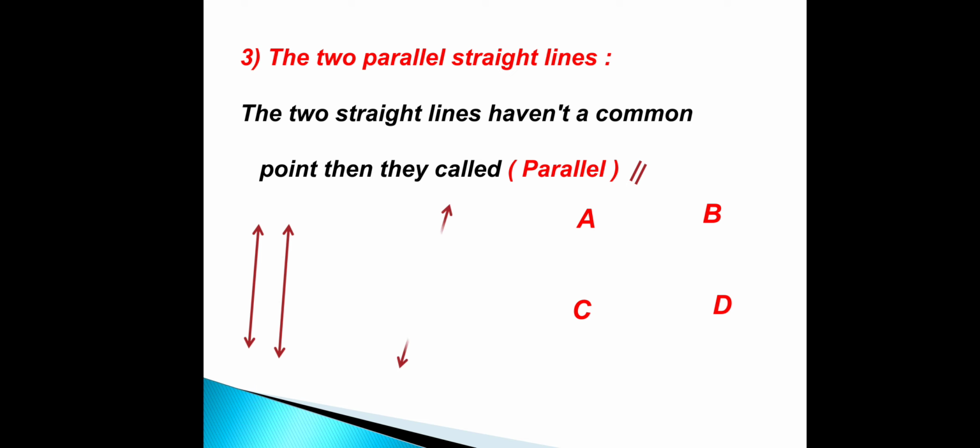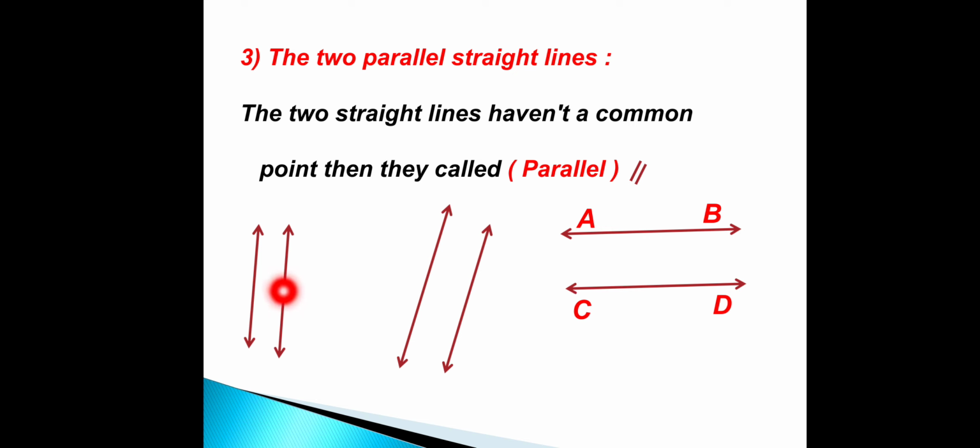The two parallel straight lines. If the two straight lines have no common point, then they are called parallel. This line is parallel to this line. They will never meet in one point. This line is parallel to this line. This line is parallel to this line. They will never meet in one point. AB is parallel to CD.